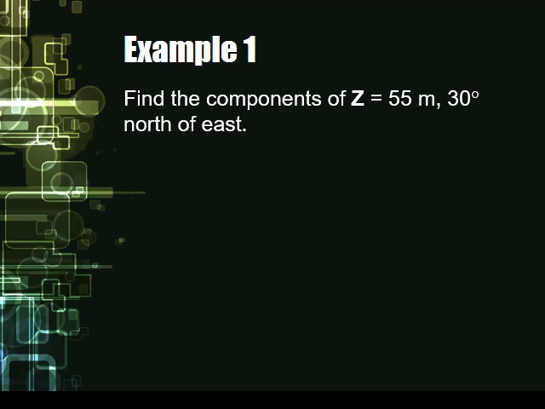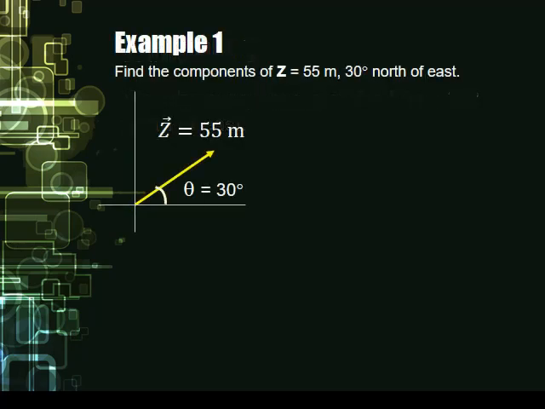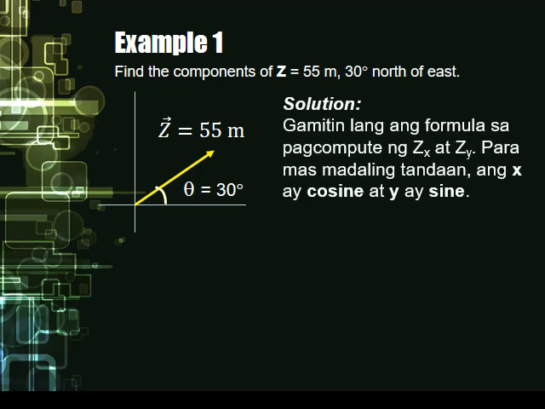Okay, let's have example number 1. Find the components of vector Z. Vector Z is 55 meters. The angle is 30 degrees north of east. Kung ito yung drawing natin, ang una nating gagawin, of course, consider muna natin yung mga given. Ito yung given natin, 55 meters. And then, hanapin muna natin yung angle theta.